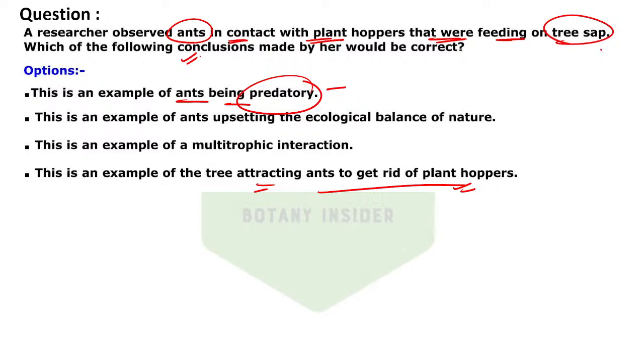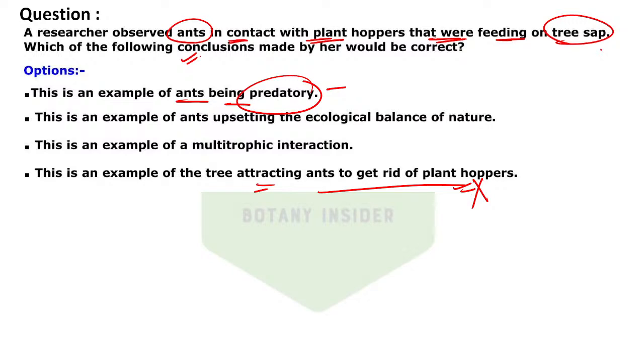First, this is an example of ants being predatory. Then, this is an example of the ants upsetting the ecological balance. Third, this is an example of multi-trophic interaction. And then, this is an example of the tree attracting the ants to get rid of the plant hopper. The D option is a very illogical statement.